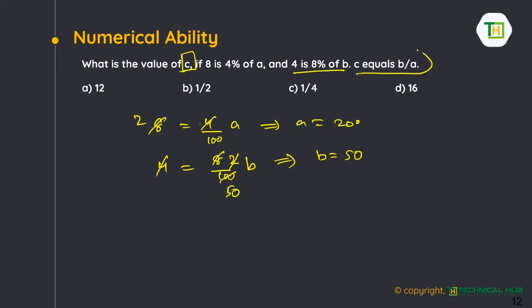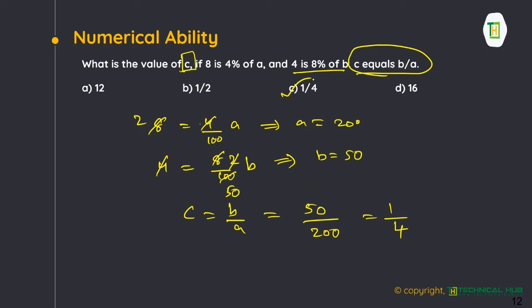Now C is equal to B by A. C is equal to B by A. We need to calculate the value of C. The value of B is 50 and the value of A is 200. 50 by 200, which is equal to how much? 1 by 4. 1 by 4 is the right answer. Option C.